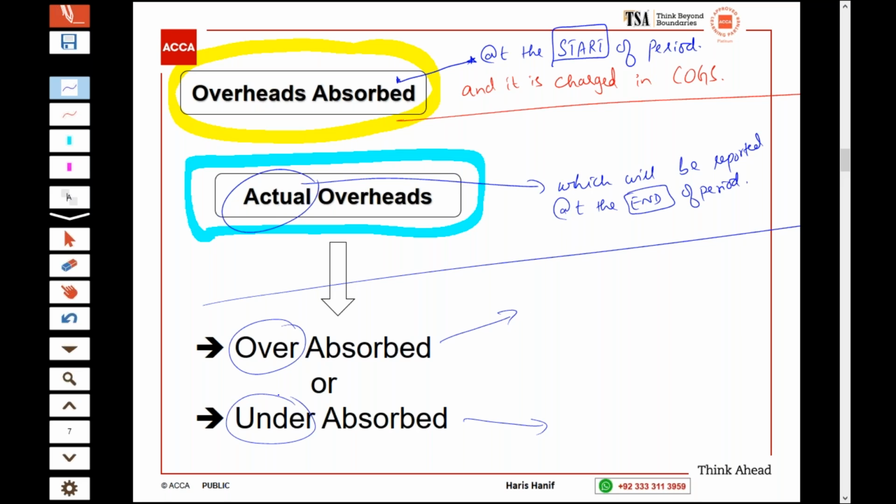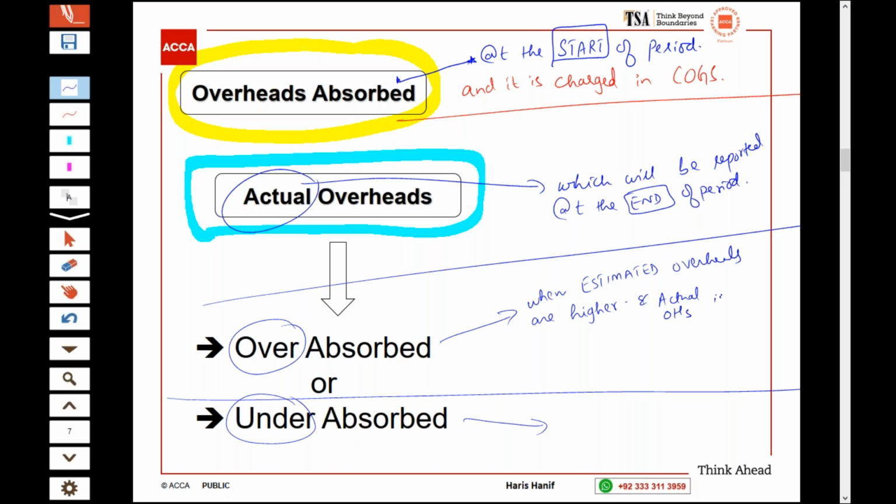Over absorbed means that when estimated overheads are higher and actual overheads are low. Your estimated overheads are higher and actual overhead is low. And we will be further understanding this with examples, with the questions in the next slides.